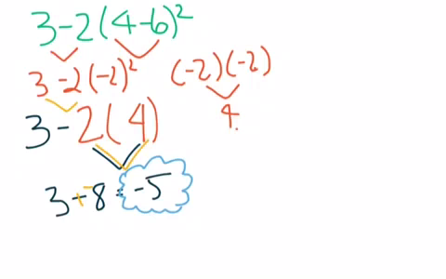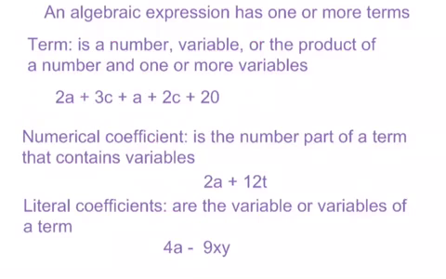In this section, we're going to get into algebraic expressions. All right, an algebraic expression has one or more terms. A term is a number, variable, or the product of a number and one or more variables. So right here we have 1, 2, 3, 4, 5. In this particular algebraic expression, we have 5 terms, okay? Terms are separated by a plus or a minus sign, okay?